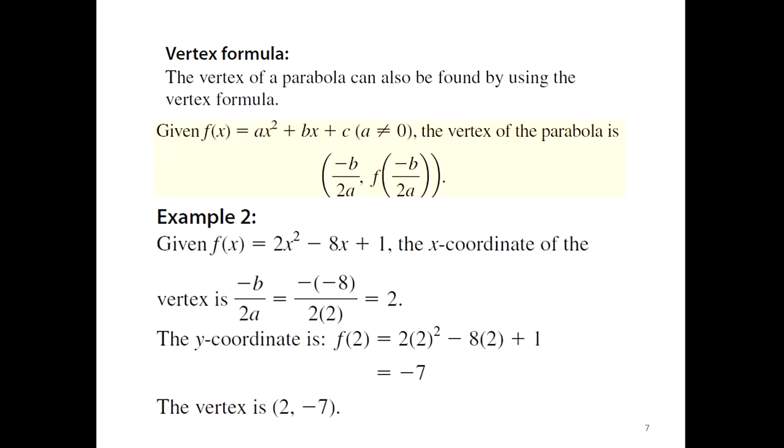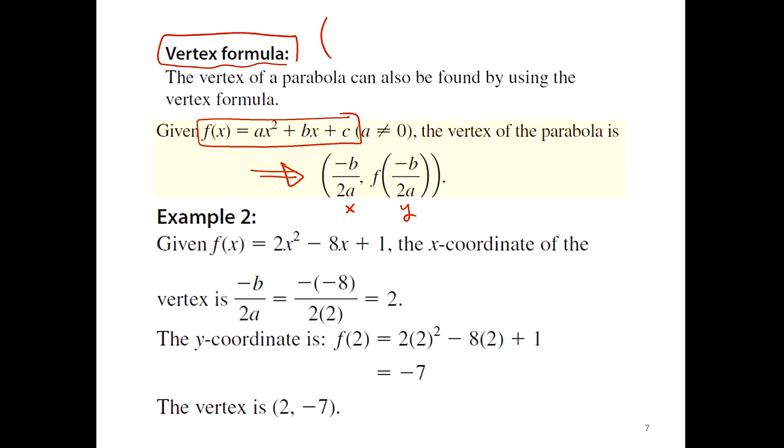The vertex formula: if we need to find the vertex, we can, if we have f of x equal ax squared plus bx plus c, where a is the coefficient of x squared and b is the coefficient of x. We can find the vertex by this formula: the x-coordinate is minus b over 2a. This is the vertex, not the x-intercept. Substitute the value of the x-coordinate in f of x to obtain what?